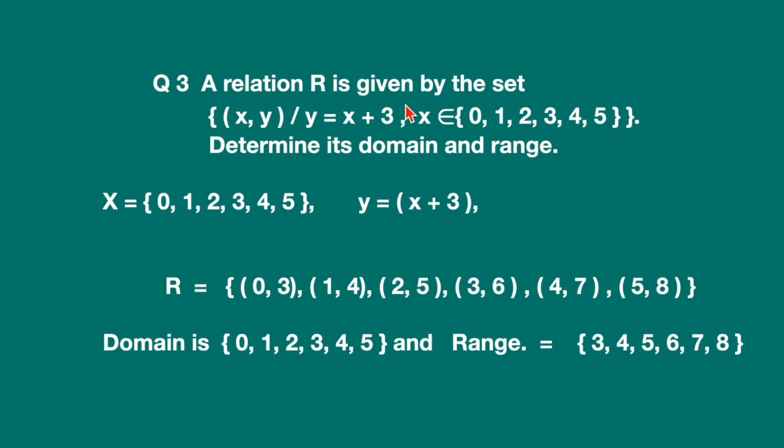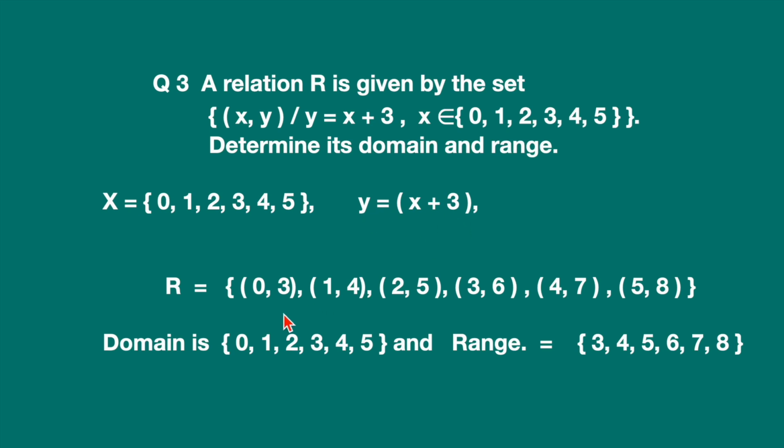A relation R is given by the set {(x, y) such that y is equal to x plus 3, x is equal to 0, 1, 2, 3, 4, 5}. Determine its domain and range. Okay. So here is the set 0, 1, 2, 3, 4, 5 and this is the relation y is equal to x plus 3. So let's write down R.